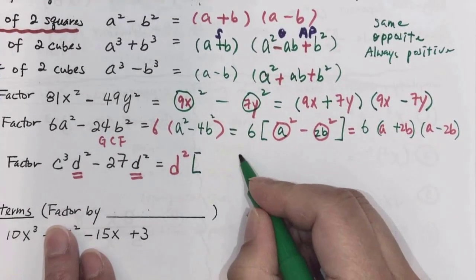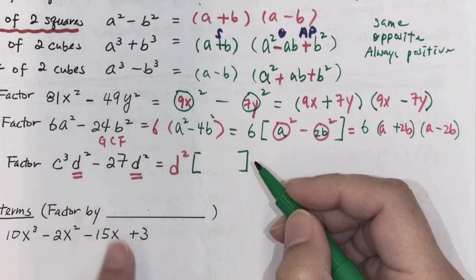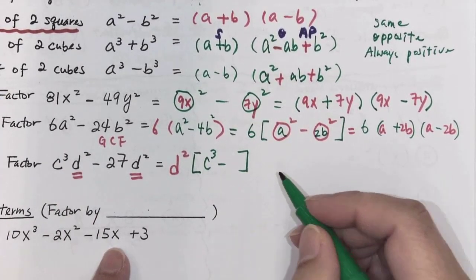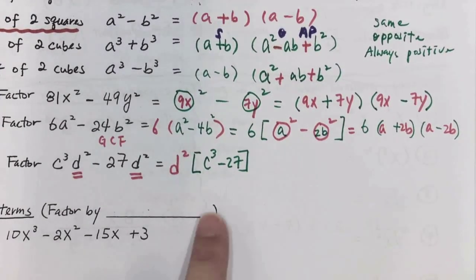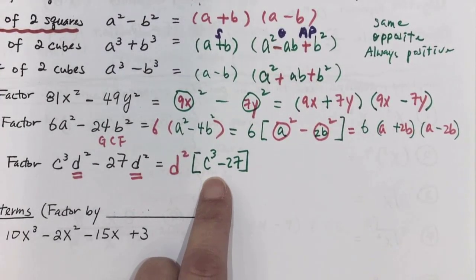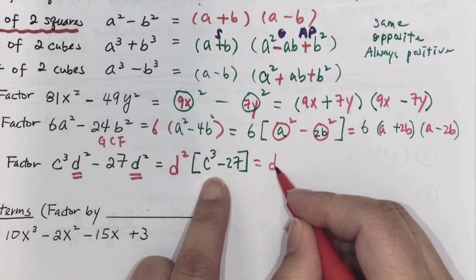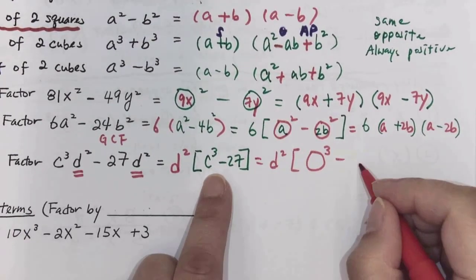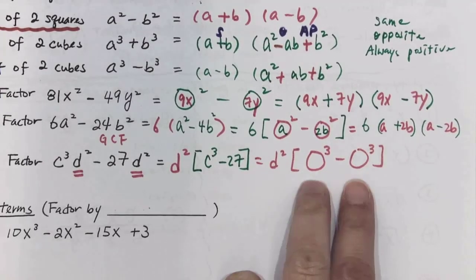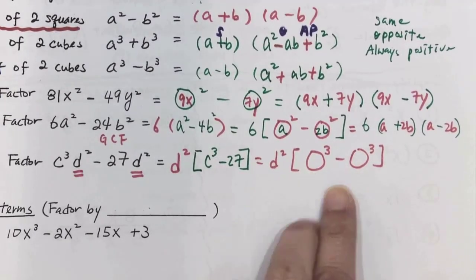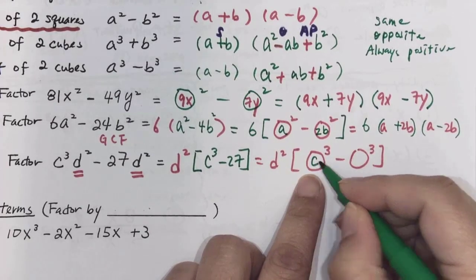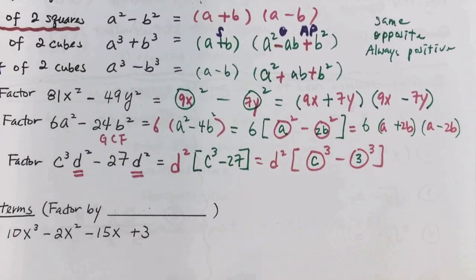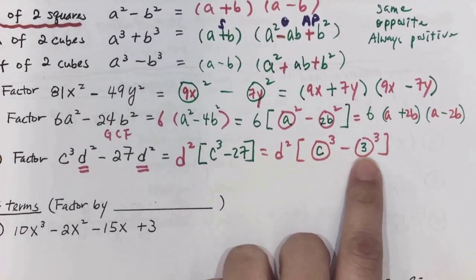Okay, so if I pull out the d squared, the first term is c cubed minus 27. So inside is a difference of two cubes, okay? d squared stays here. I want to rewrite them as some cube minus some other cube. What cube would that be? The first one is just c. The last one is 3. Okay, so this is a cubed minus b cubed, right?